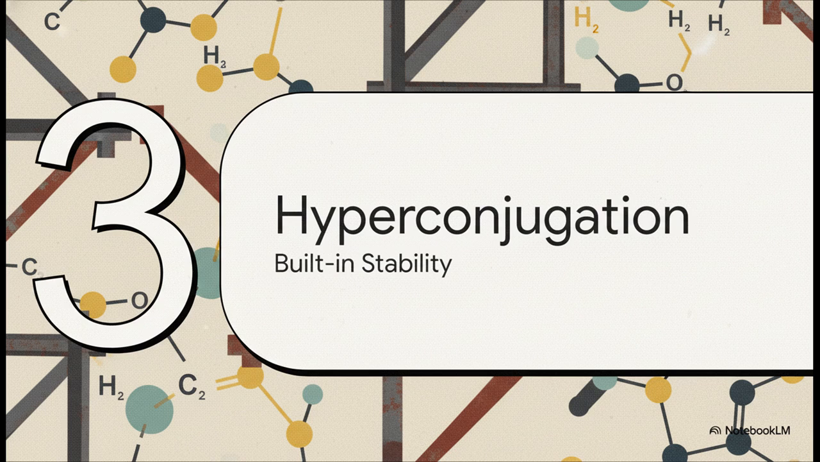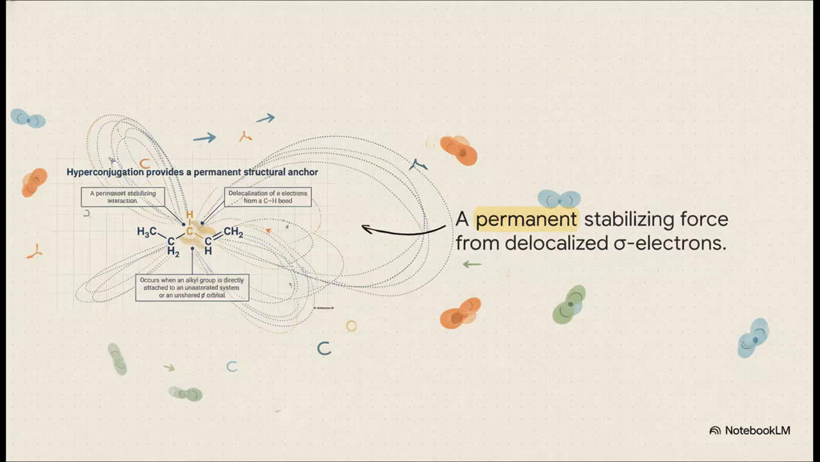If the electromeric effect is the molecule's temporary reaction system, then hyperconjugation is its permanent, internal steel frame, providing constant, unwavering stability. Hyperconjugation is this permanent stabilizing force. It happens when you have a very specific arrangement, an alkyl group. That's just a group of carbons and hydrogens attached right next to what we call an unsaturated system. All that means is a part of the molecule with double bonds or maybe a positive charge, basically a place that's hungry for more electrons. This effect lets electrons from those sturdy sigma bonds spread out and help stabilize that hungry spot.